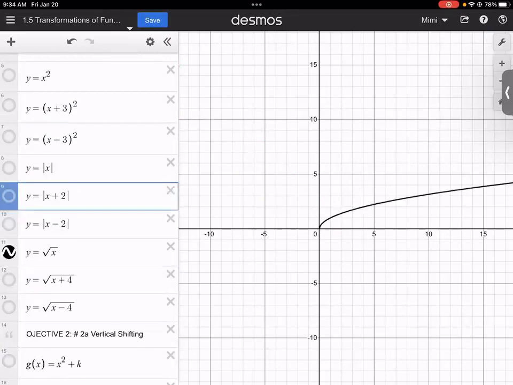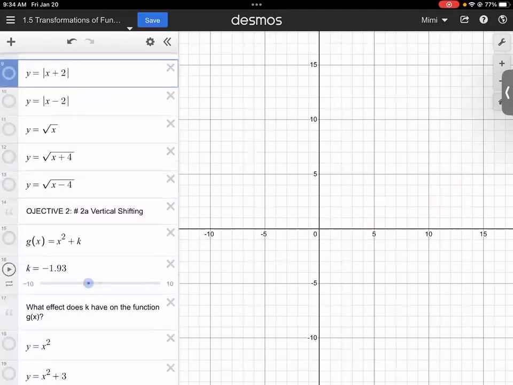Same thing with square root. Y equals square root of x, that's the parent graph. By the way, it cannot be negative, right? That's why the domain is from 0 to infinity. If it's negative, then it's going to be imaginary, which you can't see here because it's real coordinates. If you add 4 under the radical, you go left. If you subtract 4 under the radical, you move right. So it's the same deal for other functions.